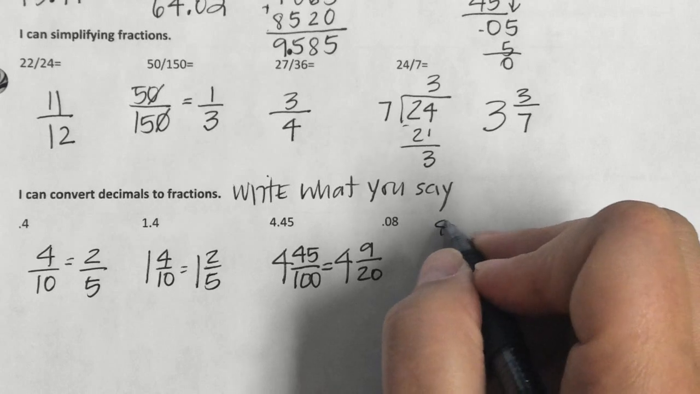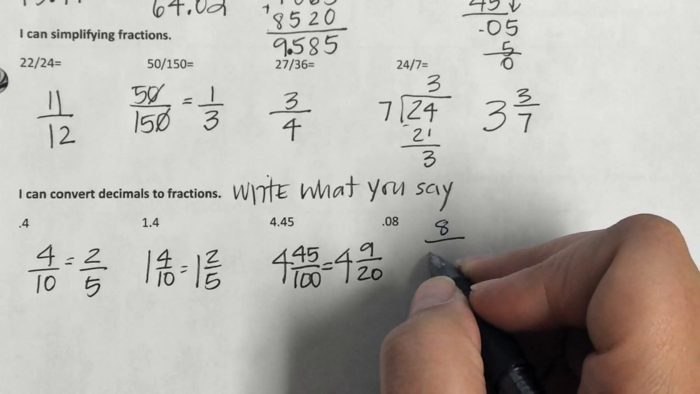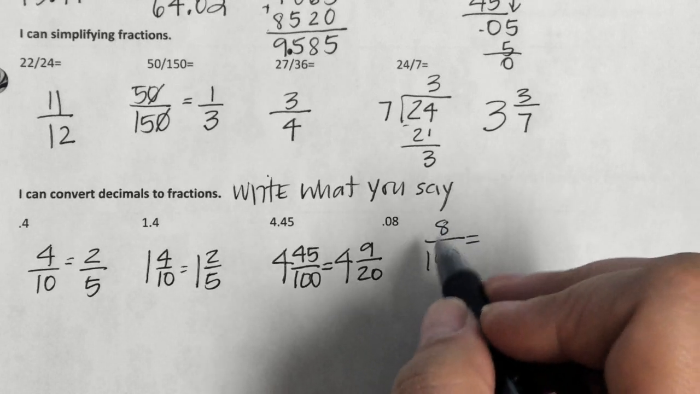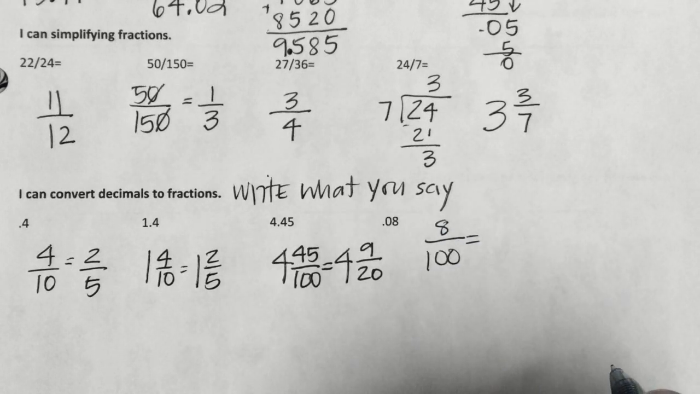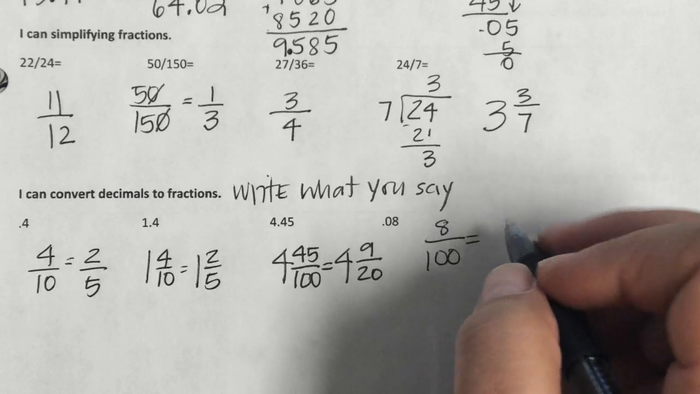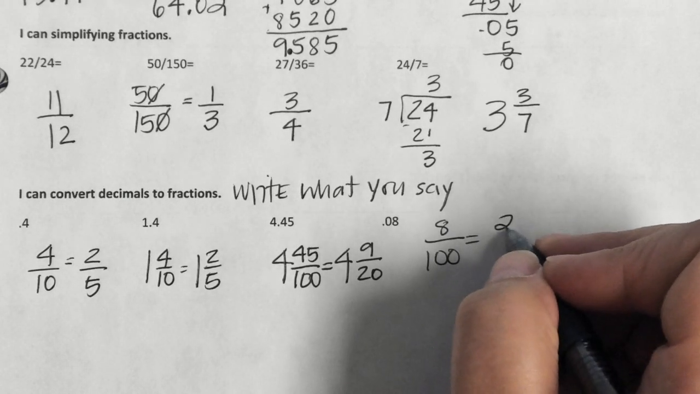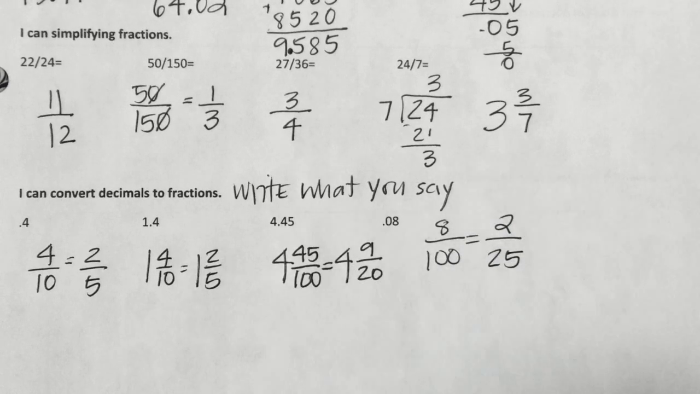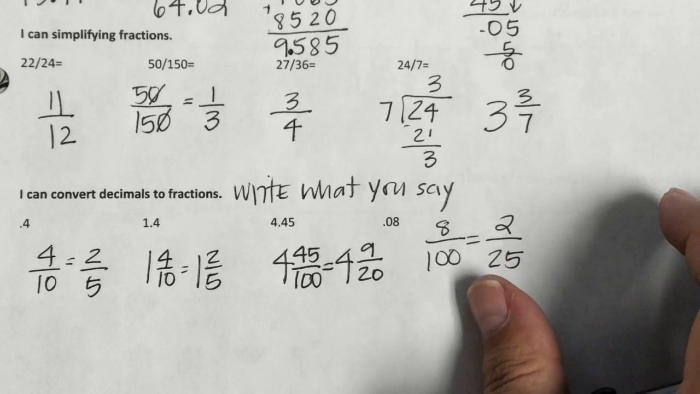Okay. 8 what? 9 hundredths. What's the greatest, or what's the largest number that will go into 8 and 100? 4. 5 can't go into 8. But 4. So 4 goes into 8 2 times. 4 goes into 100 25 times. Anytime I think of 100 and 4 and 25, I think money. Yep. All right.